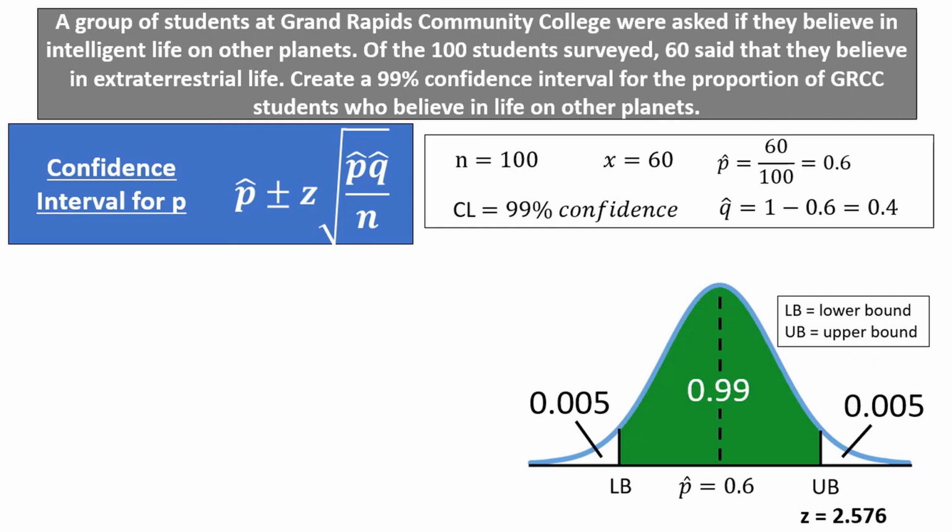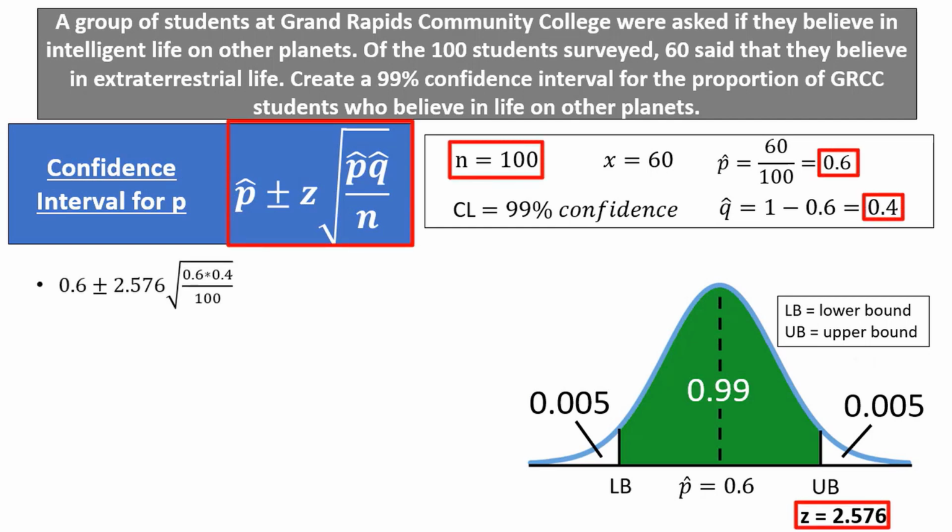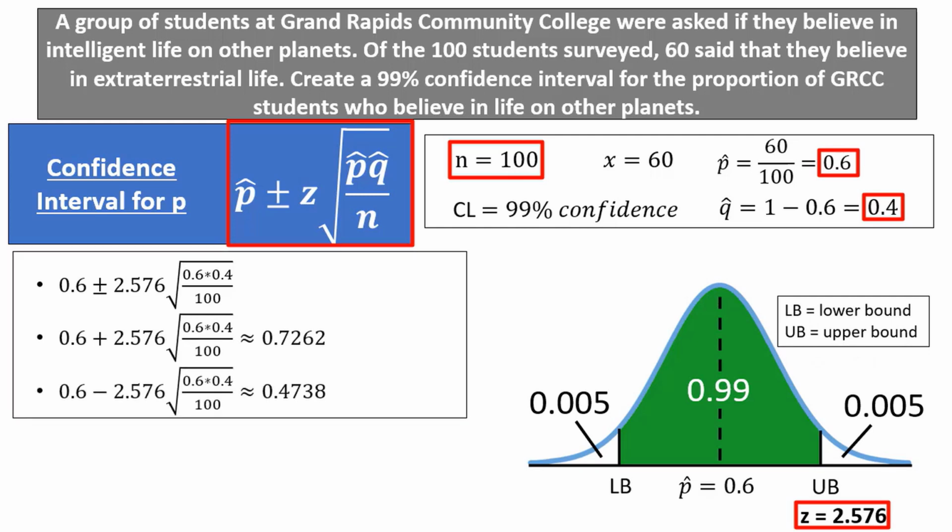Plugging into the formula, we have 0.6 plus or minus 2.576 times the square root of 0.6 times 0.4 divided by 100, which becomes two different terms, one for the addition part of the plus or minus sign and one for the subtraction part. We get 0.7262 when we add and 0.4738 when we subtract. These are the upper and lower bounds of our confidence interval.